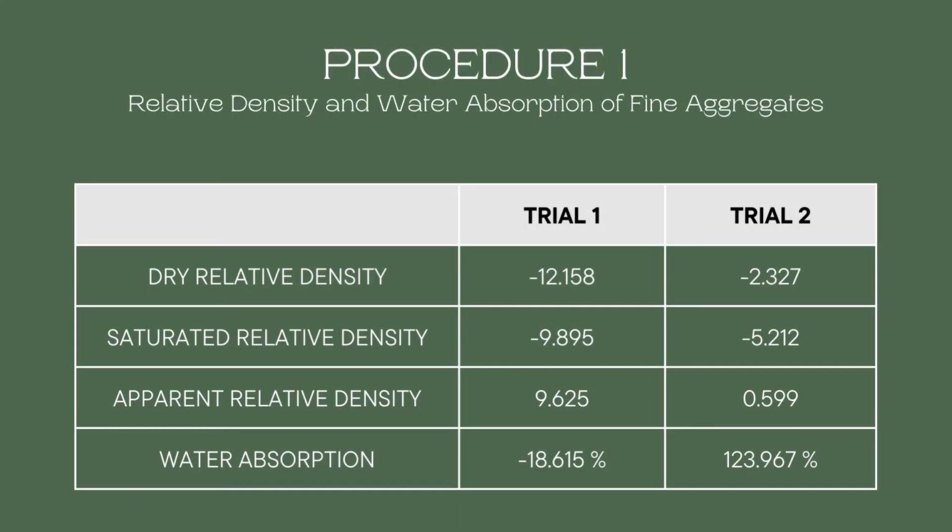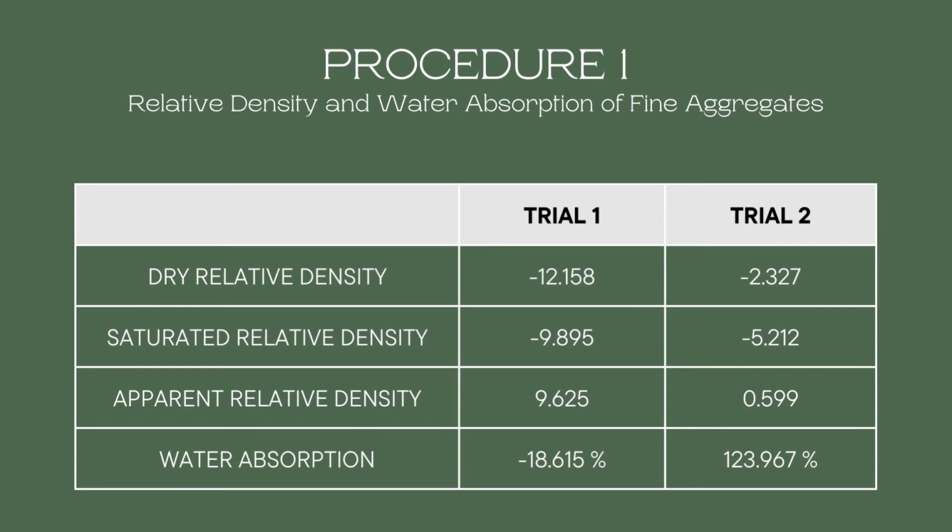The first part is the results for relative densities and water absorption of the sand or fine aggregate. The first trial arrived at a value of negative 12.158 for dry relative density, negative 9.895 for saturated relative density, 9.625 for apparent relative density, and negative 18.615% of water absorption. The second trial, on the other side, has negative 2.327 for dry relative density, negative 5.212 for saturated relative density, 0.599 apparent relative density, and 123.967% of water absorption.